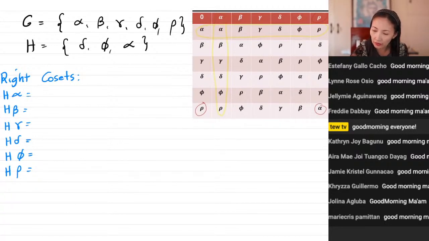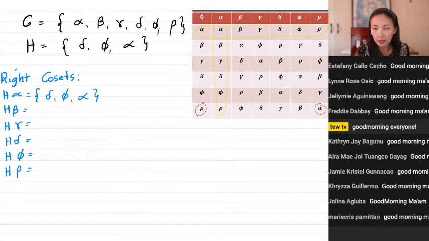First, H alpha would be this one, H. This is your H. We only have 3 elements anyway. Delta times alpha is delta. Remember that alpha is the identity element, so it does not change. Next, phi times alpha will be phi. It does not change. Next, alpha times alpha is alpha. I hope you can follow.